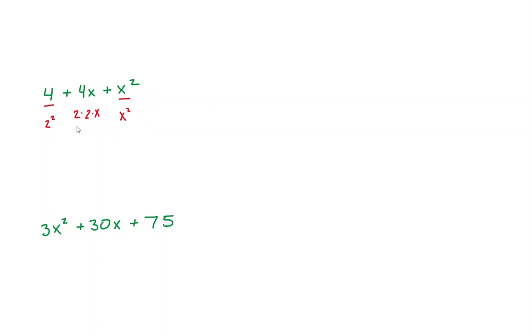So let's keep going with this. It fits into our factor pattern of a squared plus 2ab plus b squared. So we know that it's (a plus b) squared. And that's what we're going to write here. So this is (2 plus x) squared.